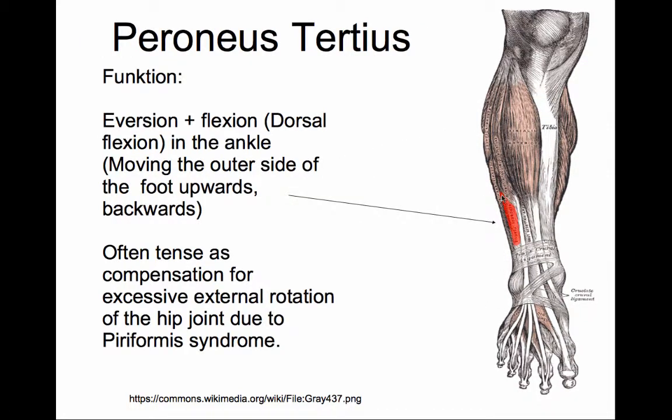Peroneus tertius is a very important muscle. It has the function of eversion and dorsal flexion in the ankle, moving the outer side of the foot upwards, backwards. This muscle is often tense as a compensation for excessive external rotation for people with piriformis syndrome. They walk like cowboys, and you can see on their foot soles that the shoes are more torn off on the lateral side. And then you have to compensate this walking on the lateral side, cowboy walking, with tensing this muscle.